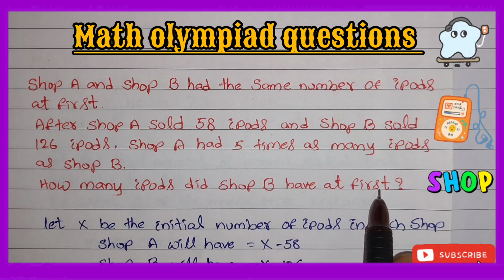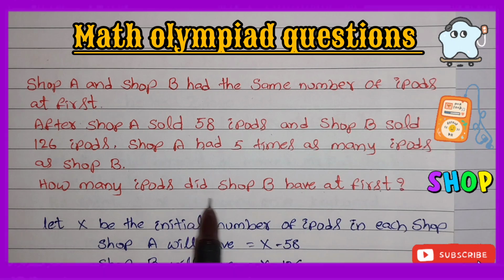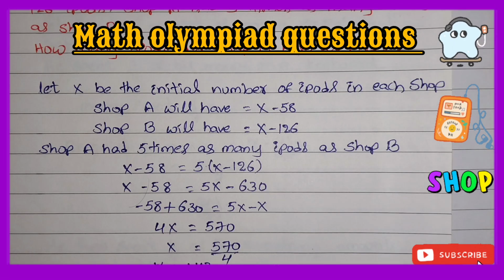Read the question carefully and understand what is given and what we have to find. We have to find how many iPods shop B had at first. Let's see how to solve this problem.